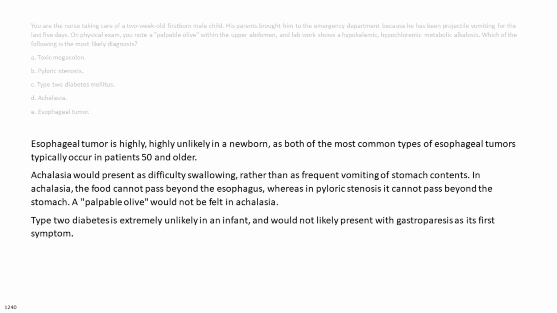Esophageal tumor is highly unlikely in a newborn, as both of the most common types of esophageal tumors typically occur in patients 50 and older. Achalasia would present as difficulty swallowing, rather than as frequent vomiting of stomach contents. In achalasia, the food cannot pass beyond the esophagus, whereas in pyloric stenosis it cannot pass beyond the stomach. A palpable olive would not be felt in achalasia. Type 2 diabetes is extremely unlikely in an infant, and would not likely present with gastroparesis as its first symptom.